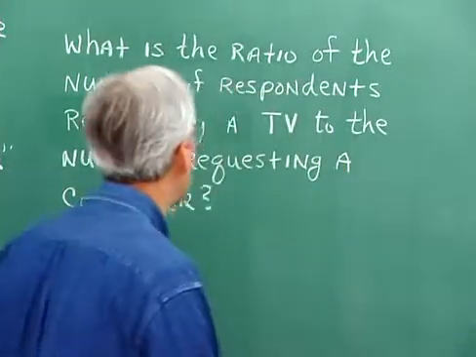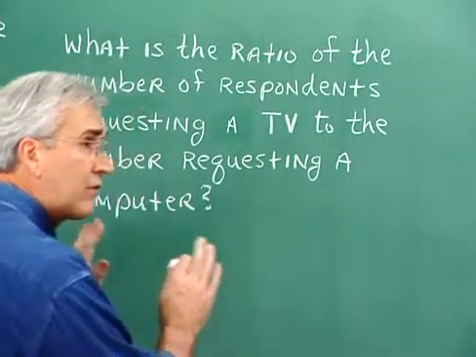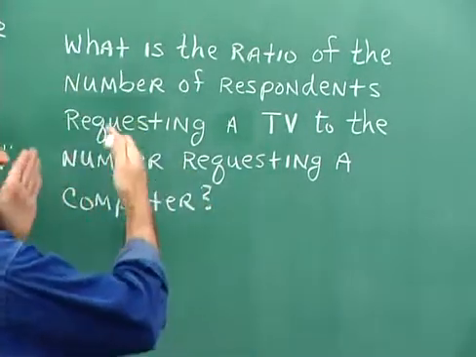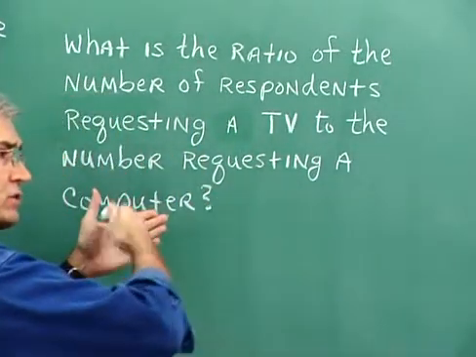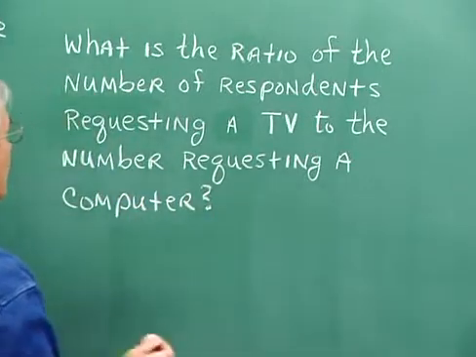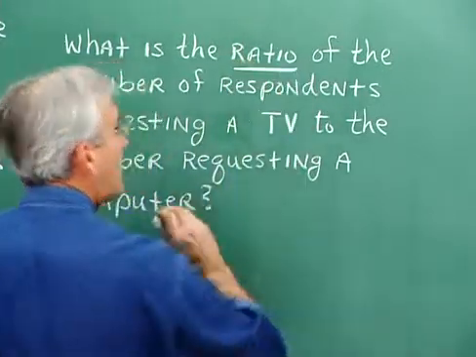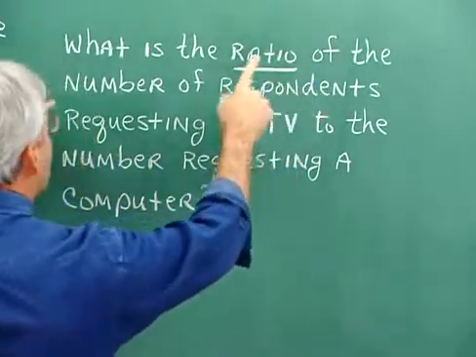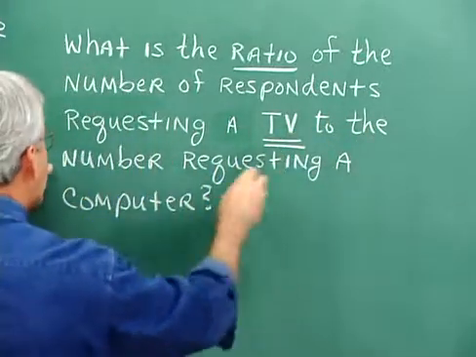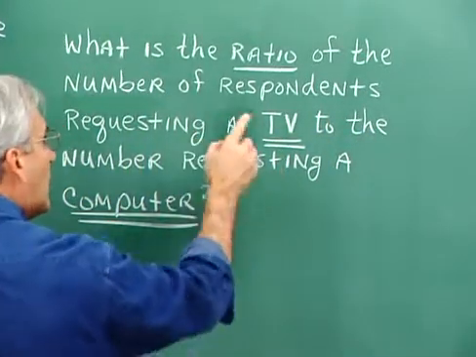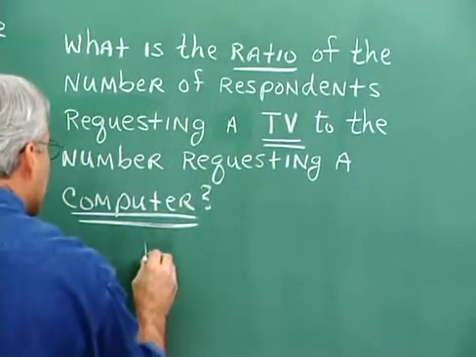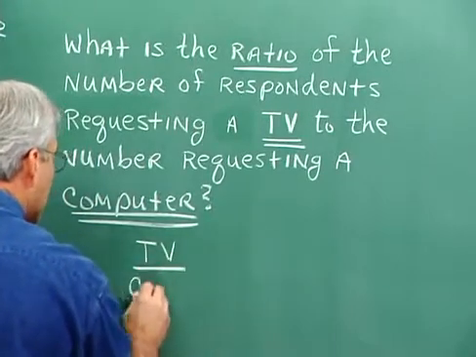So we talked about ratio previously, and we know that a ratio implies a fraction, or that's one way to illustrate it. And when we talk about ratio, the ratio of one thing to another, the very first thing that follows the word ratio is in the numerator of the fraction, and the second item is in the denominator. So it's the idea that we see ratio, and now we know we have a fraction, the ratio of the number of respondents requesting a TV to the number requesting a computer. So it's the number for the TV in the numerator, the number for the computer in the denominator. So it's like this. It's TV over computer.